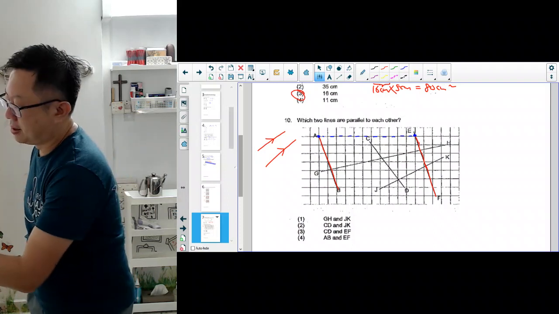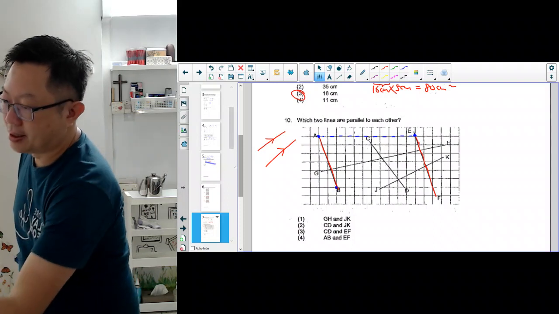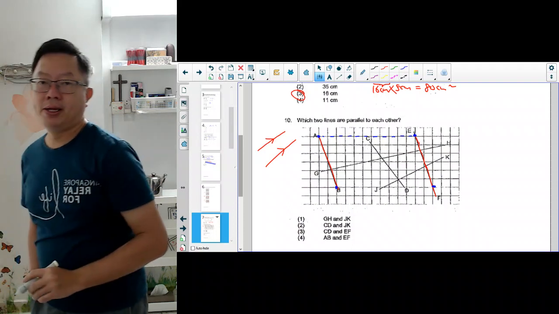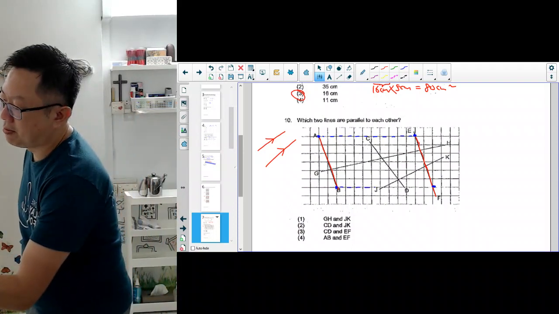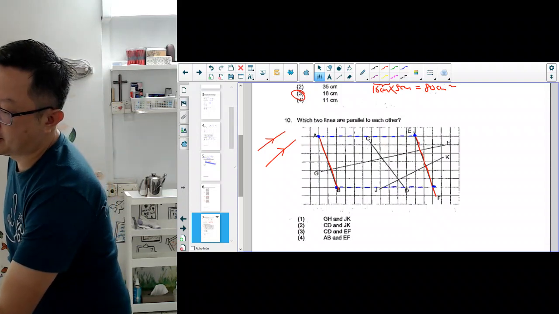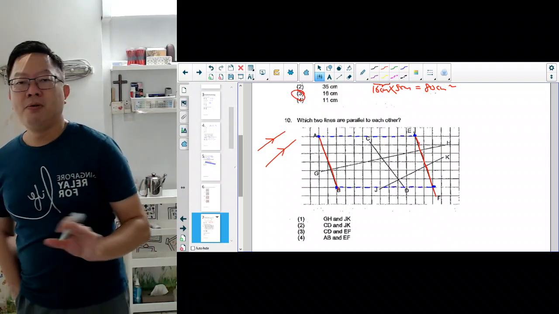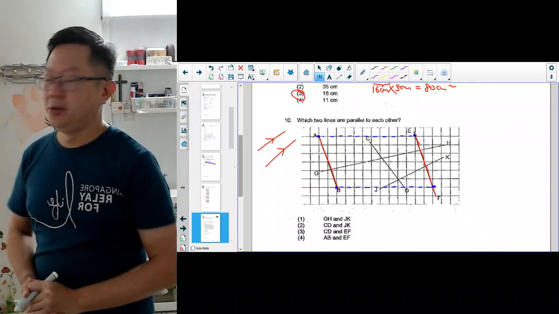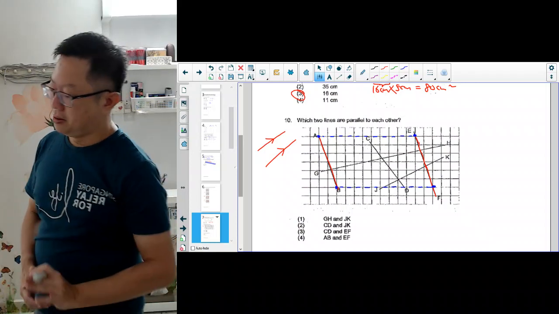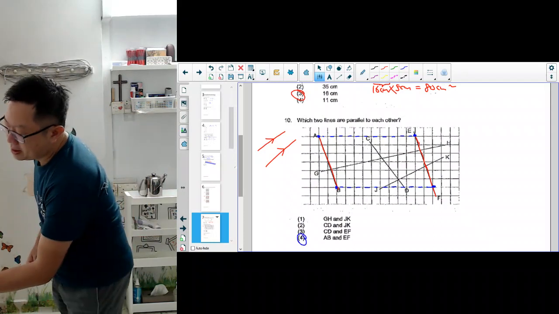A dot over here, and a dot over here. And you count whether it is also 11 squares apart. So here 1, 2, 3, 4, 5, 6, 7, 8, 9, 10, 11 as well. So both the two lines, they are equal distance apart. They are 11 squares apart. So your AB is parallel to EF. So the answer will be number 4.